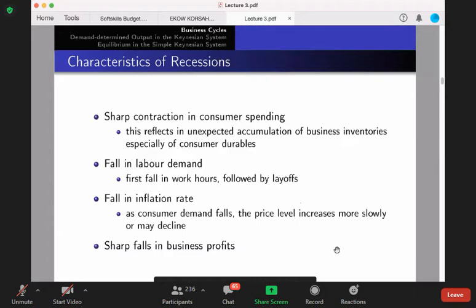So there's also going to be a sharp fall in business profits simply because of the recession. So this is what happens during periods of recession. In your IA or your exams, when you're asked to mention some characteristics of what happens in the economy during a recession, you should be able to list some of these things.